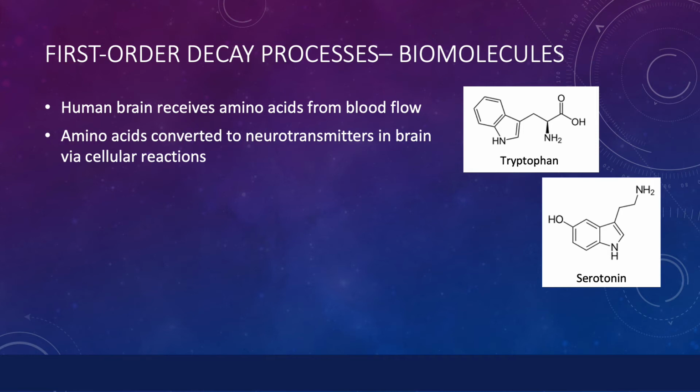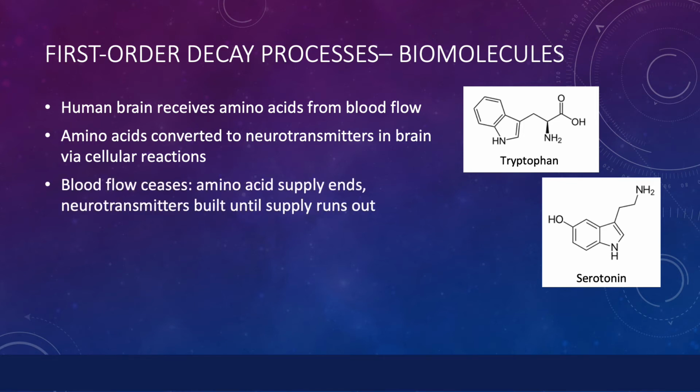And I've picked serotonin as one of several neurotransmitters that's created, but I picked it because you can see a little bit its chemical resemblance to tryptophan, and so one might imagine that there's a chemical process that goes on in your brain that converts one into the other. All right, now when blood flow ceases, that means that your brain is no longer getting amino acids, so the supply runs out. But this chemistry is still going on. Just because you die doesn't mean that the chemical reactions that go on in your cells immediately stop. And in fact, they do continue for some time.